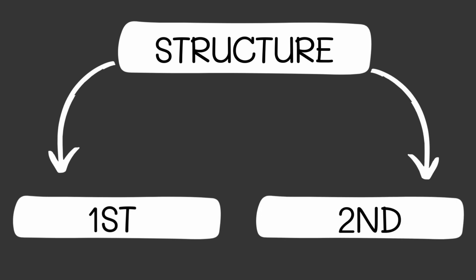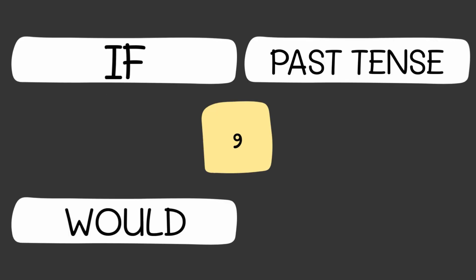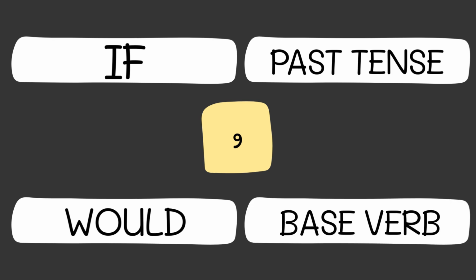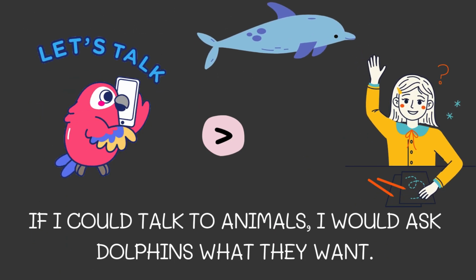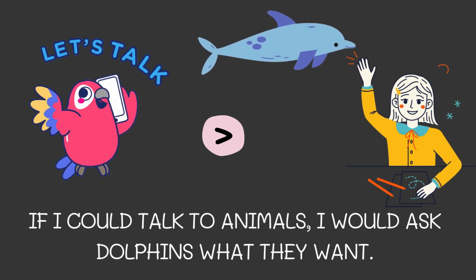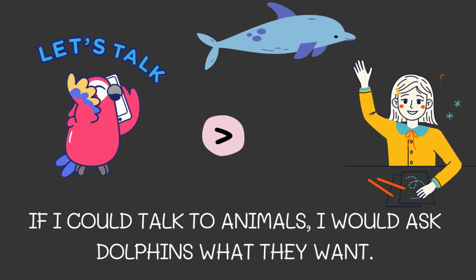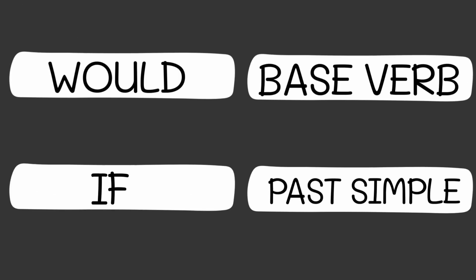There are two patterns for second conditional. If, plus, past tense, plus, comma, plus, would, plus, base verb. We use a comma after the if clause. Base verb means the simple form like go, eat, or learn. Example: if I could talk to animals, I would ask dolphins what they want. The second is would, plus, base verb, plus, if, plus, past simple.